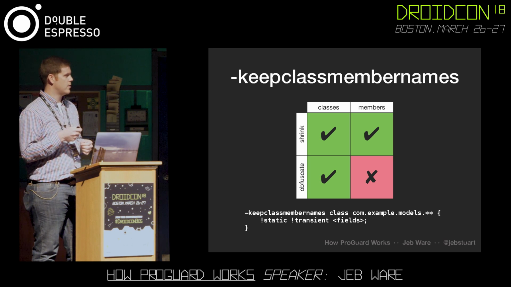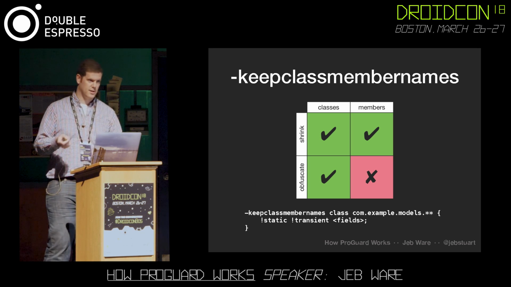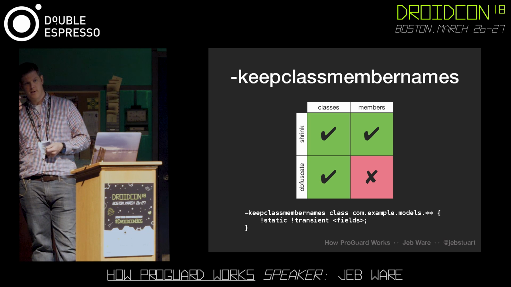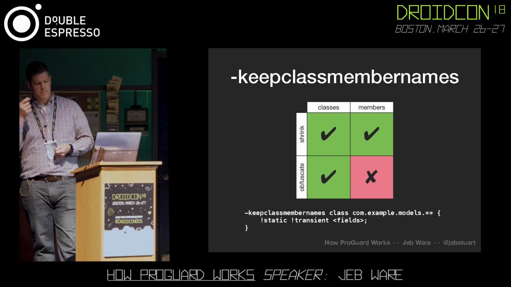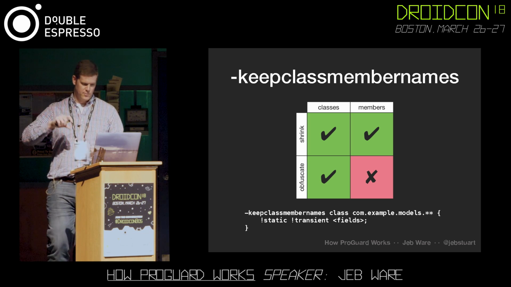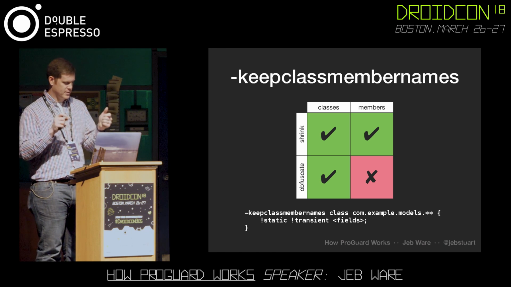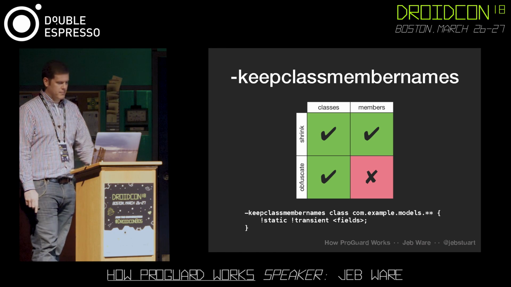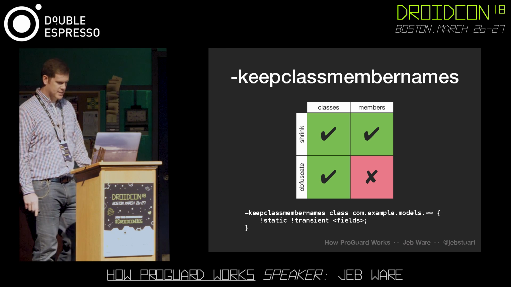You might use this one for JSON serialization. So JSON is matching up the members of your JSON payload with your class by name. So it needs to have those names the same. But the class can get renamed because it doesn't need to match based on that.